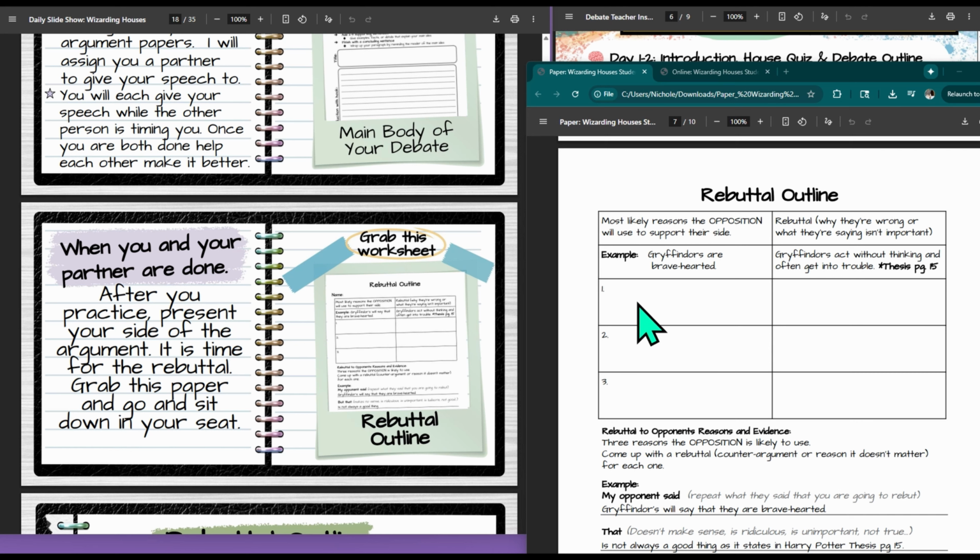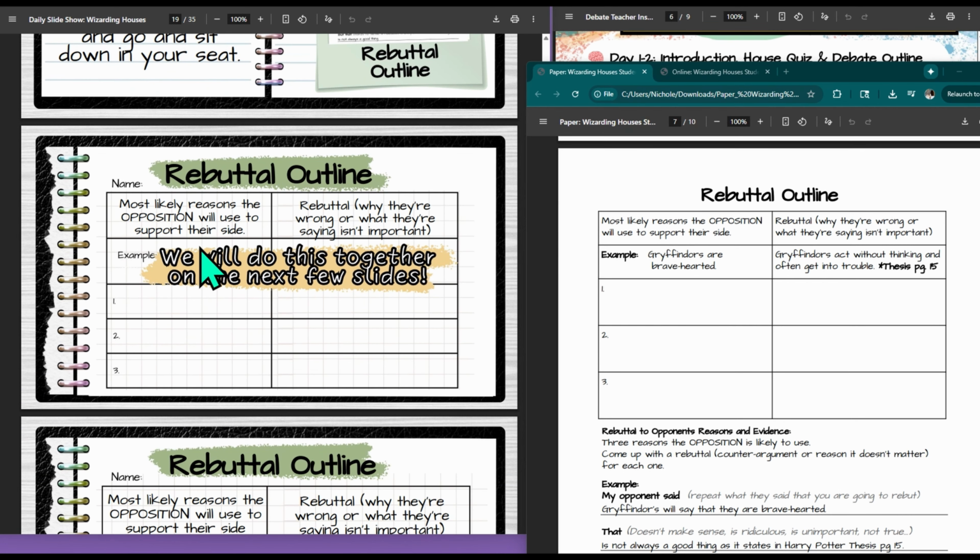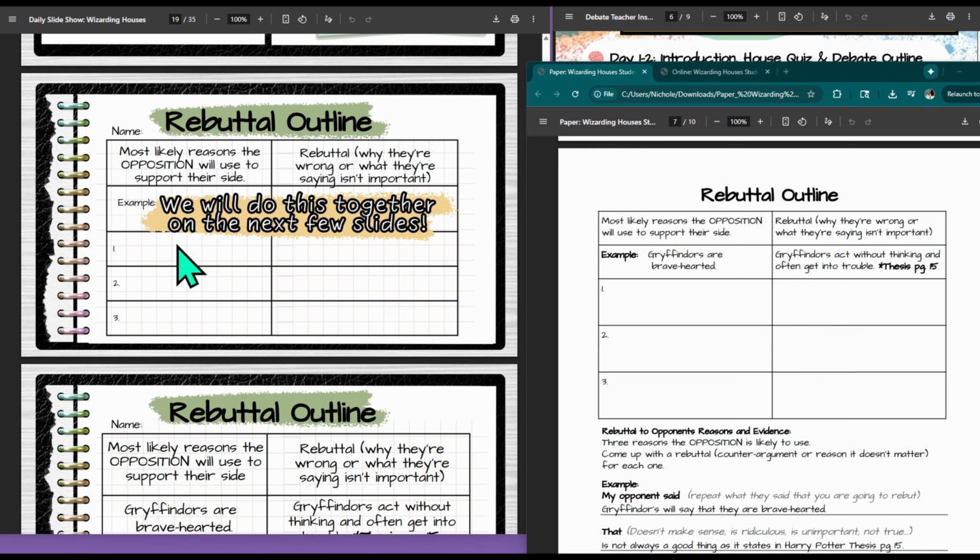I have them think in the minds of their opposition and write down what they will say. This is from the perspective of a Slytherin. If you scroll down here, it says, most likely reason the opposition will use to support their side, and the rebuttal, why they're wrong or what they're saying isn't important. We will do this together on the next slide for Slytherin.